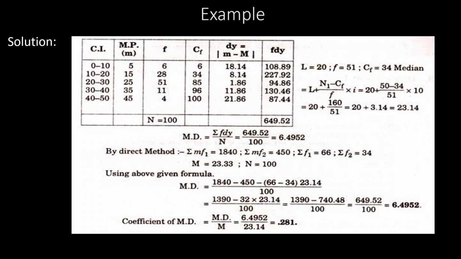After we get the mean deviation value, to find the coefficient of mean deviation, we have to find the ratio of the mean deviation about the median to the median. So that is 6.4952 divided by 23.14, which gives you 0.281. So this is how to calculate the mean deviation about the median for a continuous series.